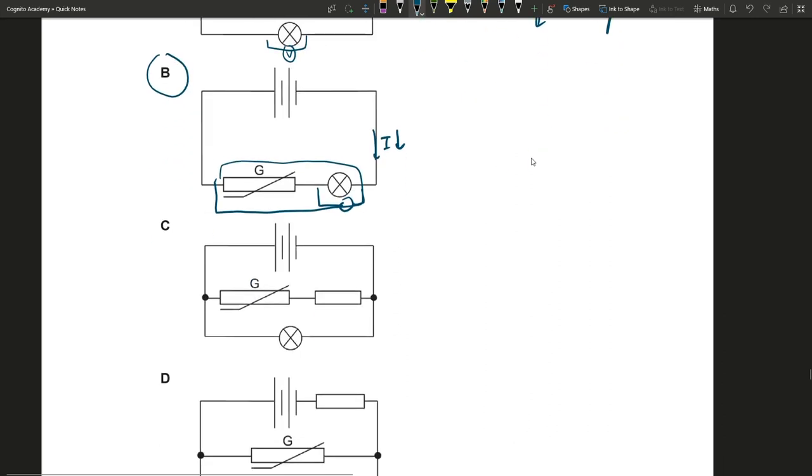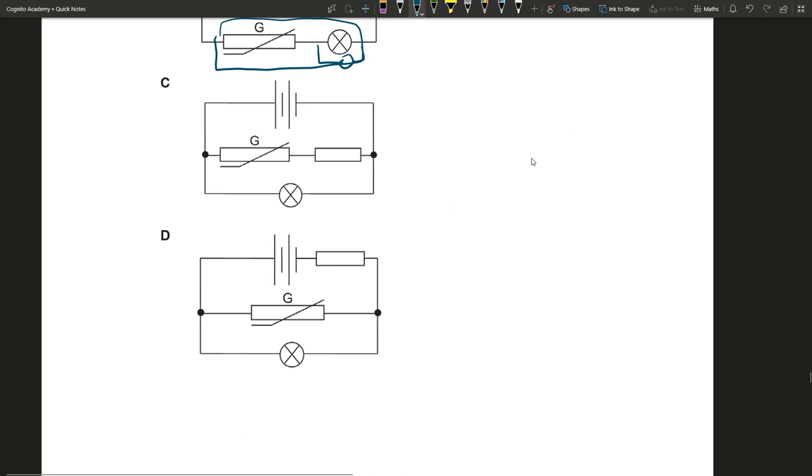For completeness, let's just look at C and D. Here, same thing, the battery has the same EMF, the same potential difference, the EMF of the cell. The brightness will remain the same, so it will not be option C.